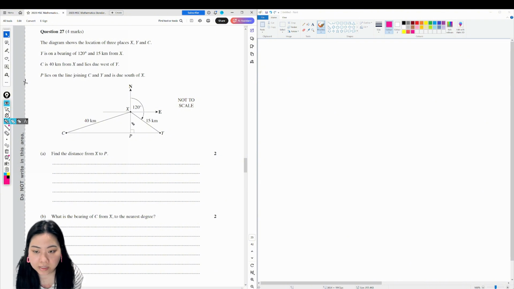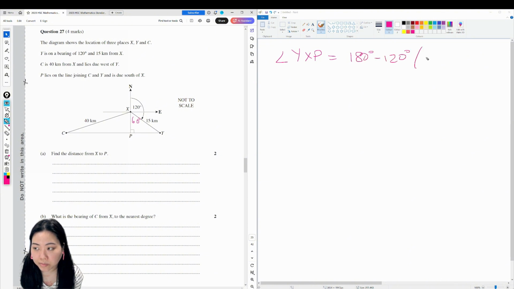Alright. Since P is due south, north to south would be 180 degrees. Therefore, this would be 60 degrees. How do we write that? Your working out should read something like angle YXP is going to equal 180 degrees minus 120 degrees because supplementary angles. And that is 60 degrees.